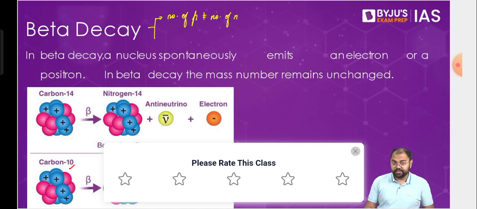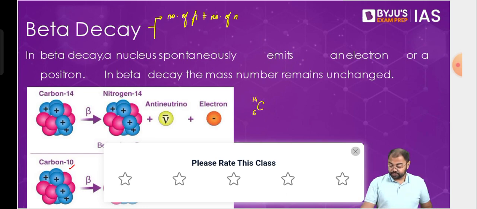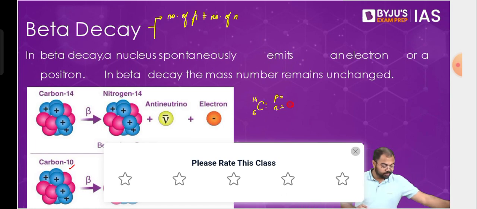Now, how do I denote carbon 14? Carbon 14 can be written like this. My question for you: can you tell me how many protons and how many neutrons are in carbon 14?